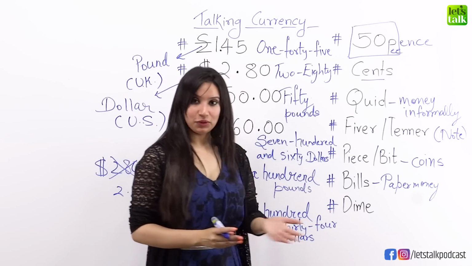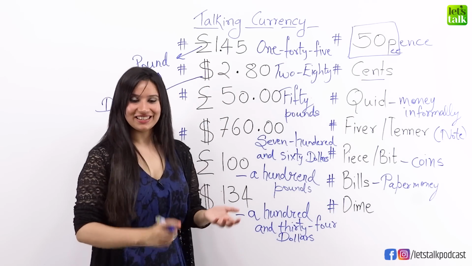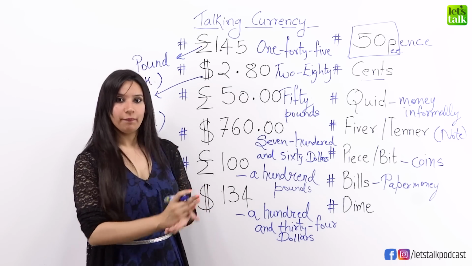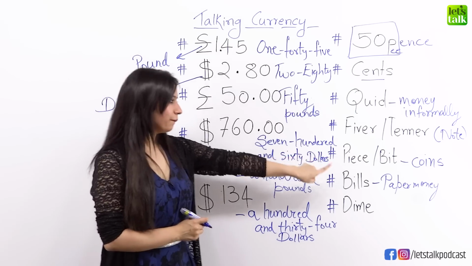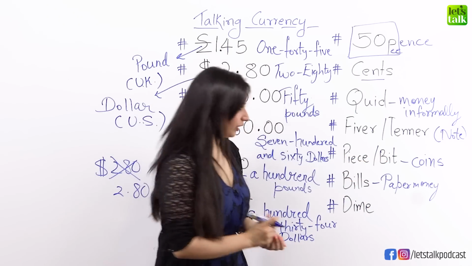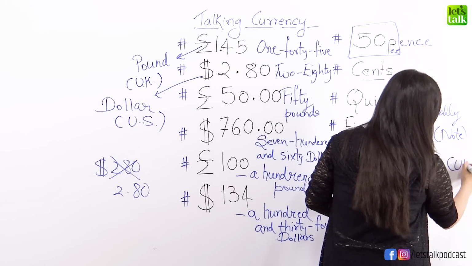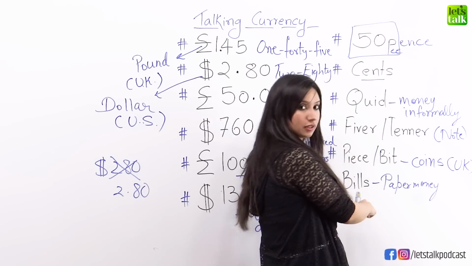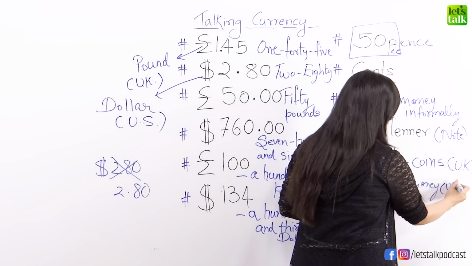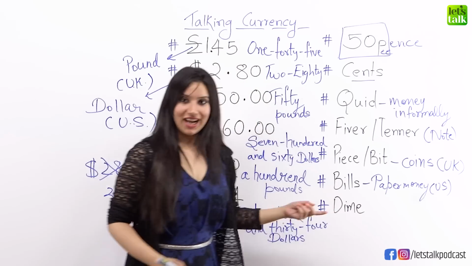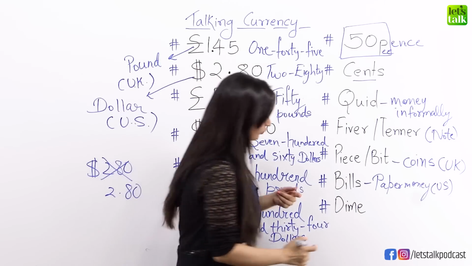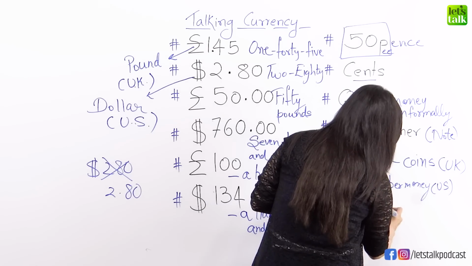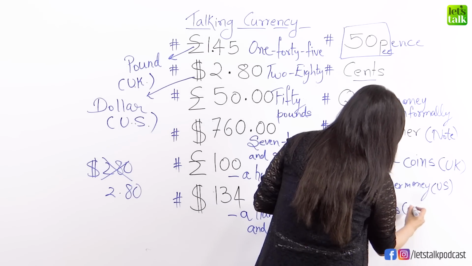Now we have the last one, which is a dime. This is what we call a piece or a bit in the US. Now what is a piece or a bit? Look for yourself on the board. Piece or a bit is coins in the UK, right? Paper money in America is bills, but dime is coins in the US. If you're referring to the coins in the US, you'd call it a dime.